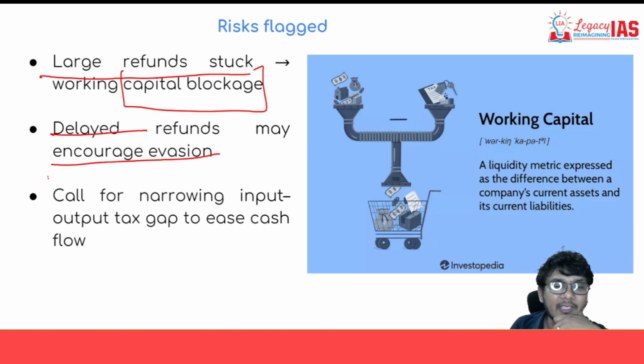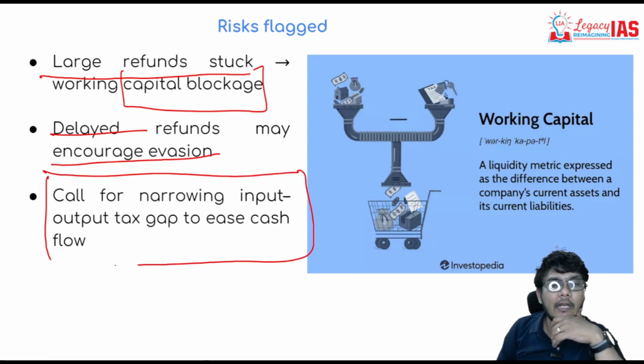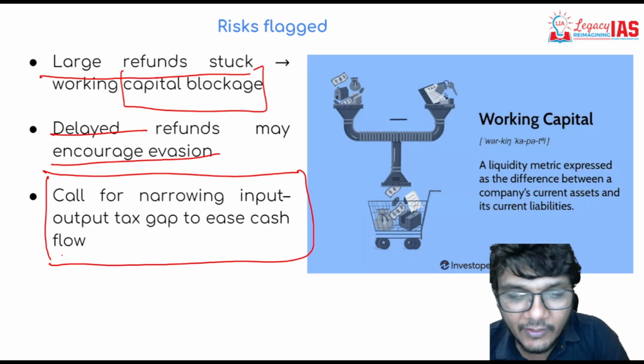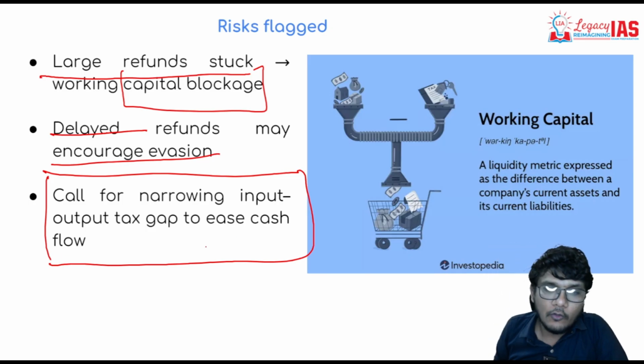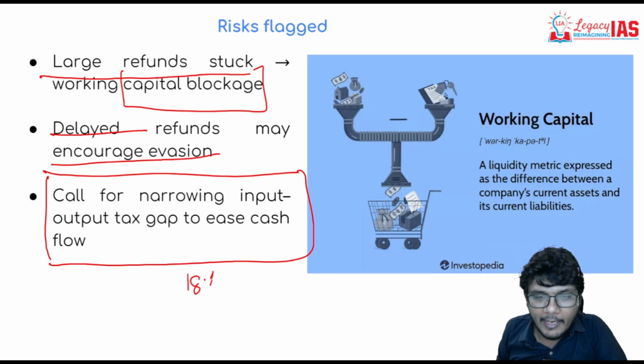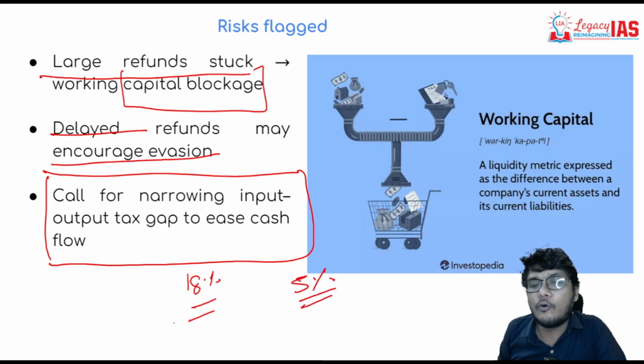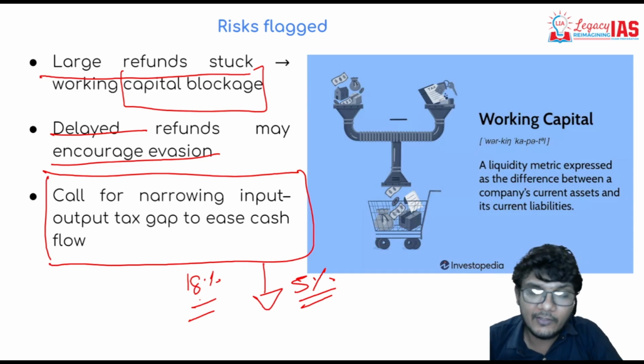Now the solution here can be calling for a narrow input-output tax gap to ease cash flow. The tax gap is going to be high, since it can be 18% and 5%. There's a huge amount of gap. How do we narrow it down should be looked at as the way forward.